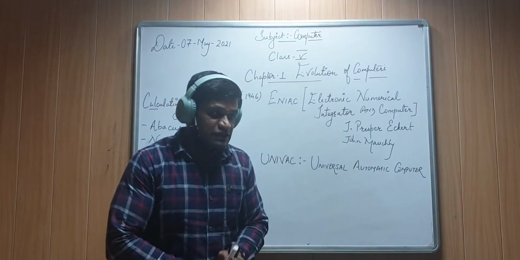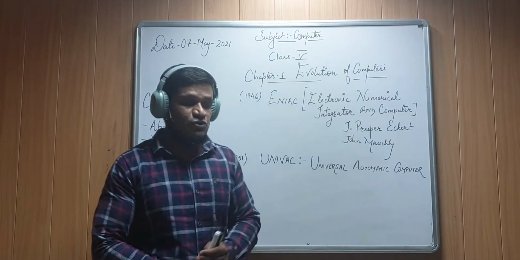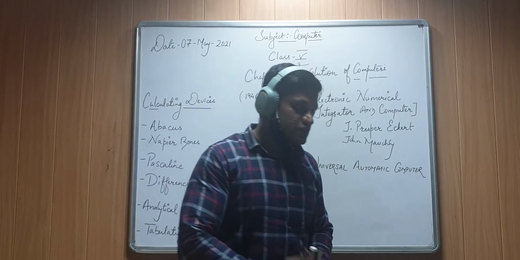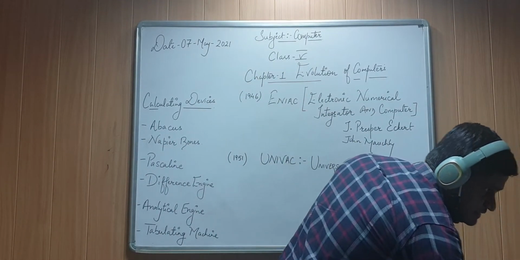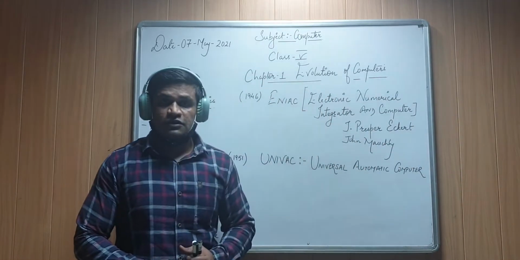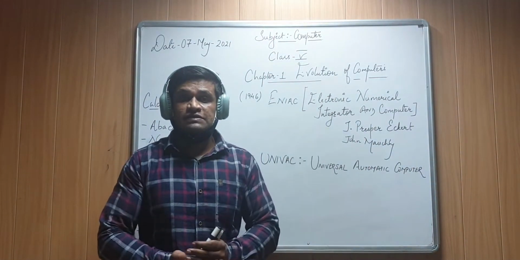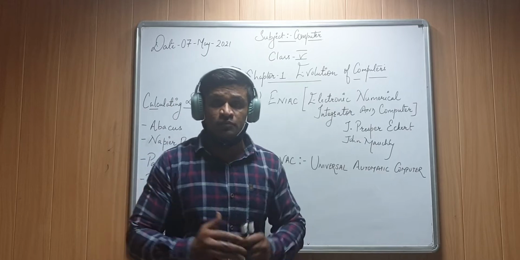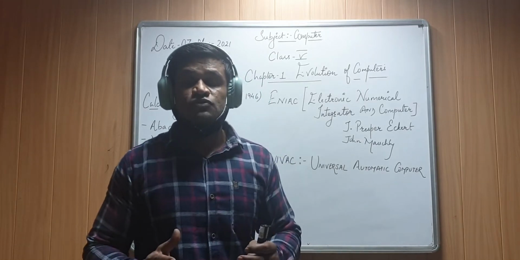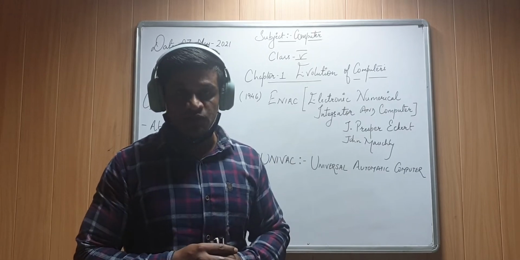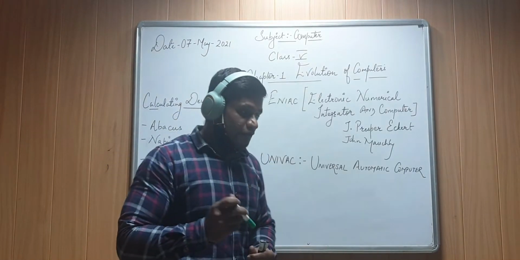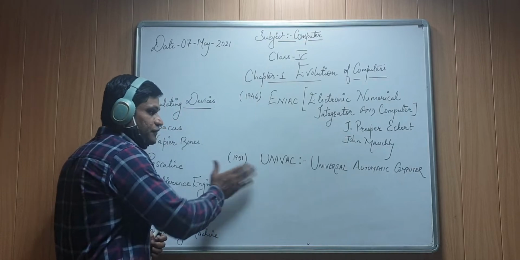First thing, it was extremely big in size. As you can see in the picture given on page number 9, where you can see the ENIAC, it is so big that it requires a complete room. Plus, it consumes a lot of electricity. बहुत electricity consume होता था.